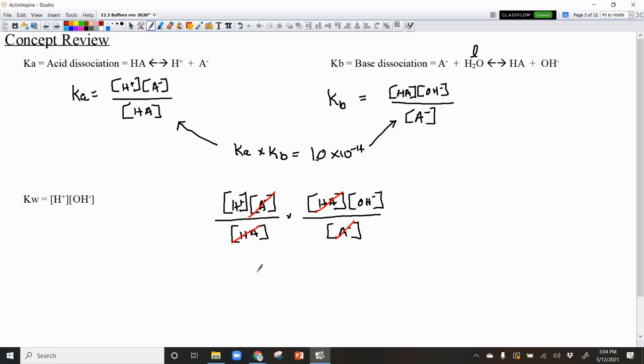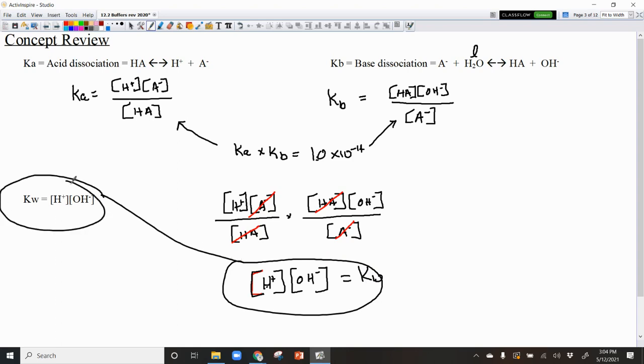If we write just what we have left over, we have the concentration of H times the concentration of OH is equal to Kw. Okay, and that's exactly what we saw in our last section. And Kw is equal to 1.0 times 10 to the negative 14th.